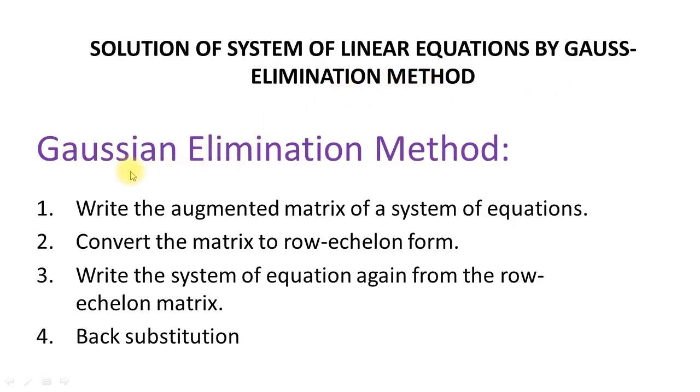The procedure for the solution of a system of linear equations by the Gaussian elimination method is: first of all, write the given system of linear equations in matrix form, and then write the augmented matrix of the system of equations. Secondly, convert the augmented matrix to row echelon form. Third, write the system of equations again from the row echelon matrix. And at the end, using back substitution, find the values of the unknown variables which appear in the given system of linear equations.